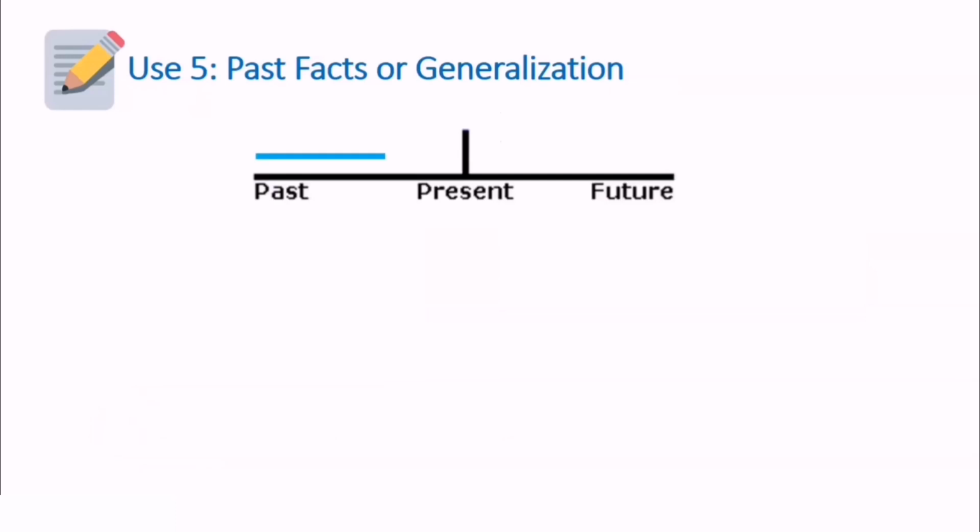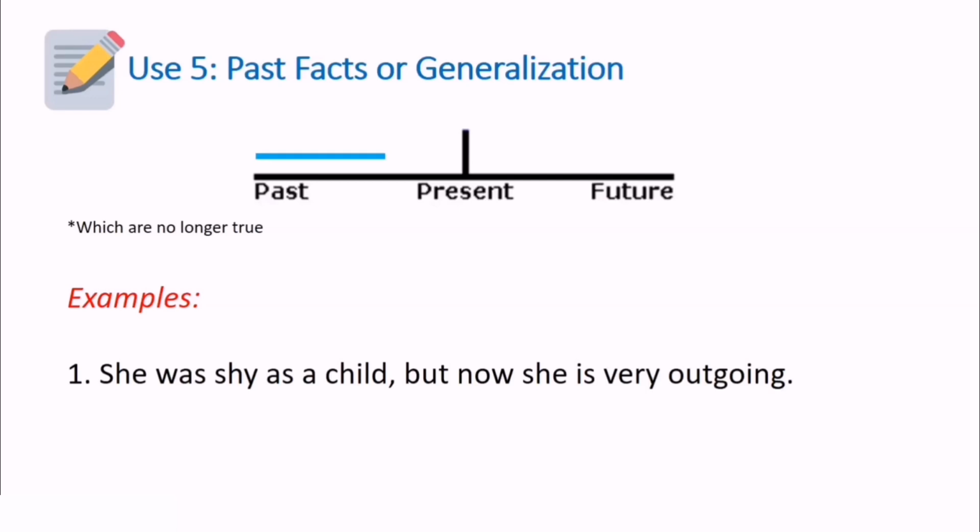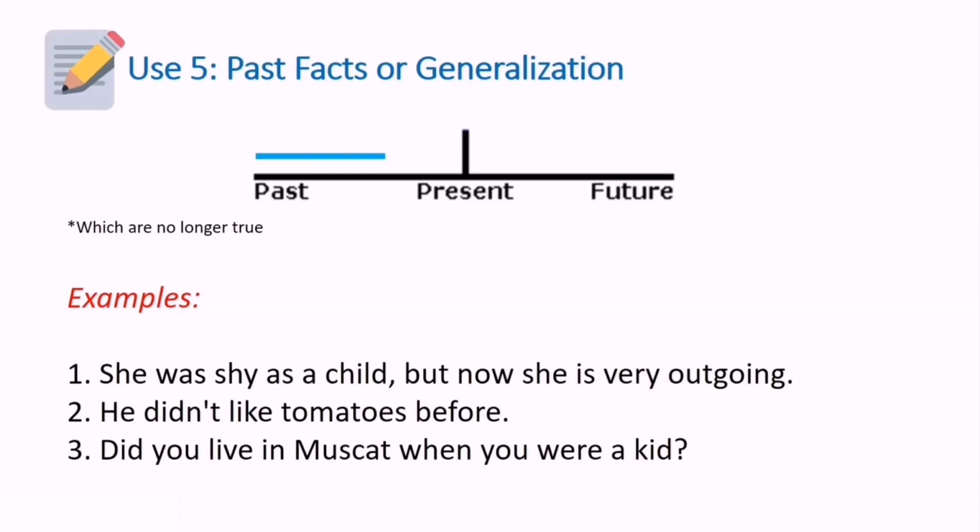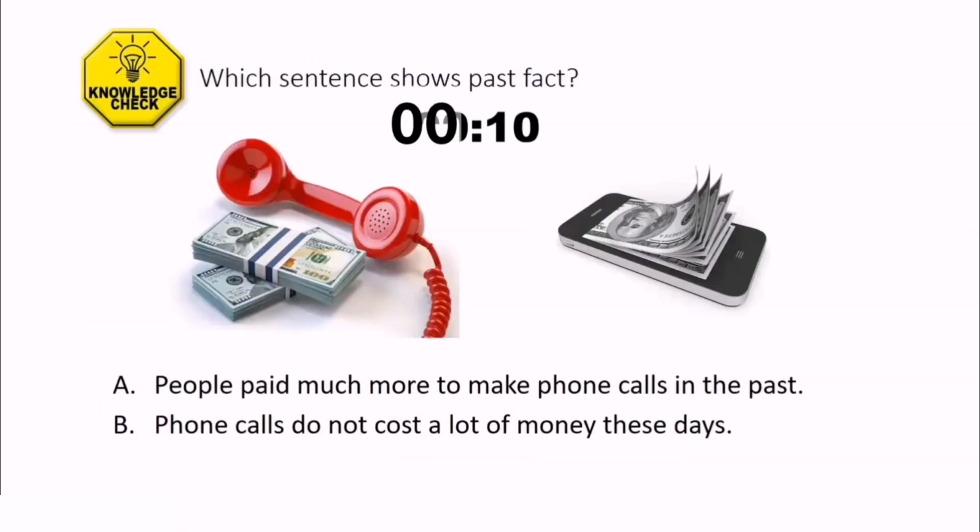The simple past can also be used to describe past facts or generalizations which are no longer true. This is also quite similar to the expression used to. Let's see the examples. She was shy as a child, but now she's very outgoing. He didn't like tomatoes before. Did you live in Muscat when you were a kid? Let's check your knowledge. You are correct. The answer is letter A.